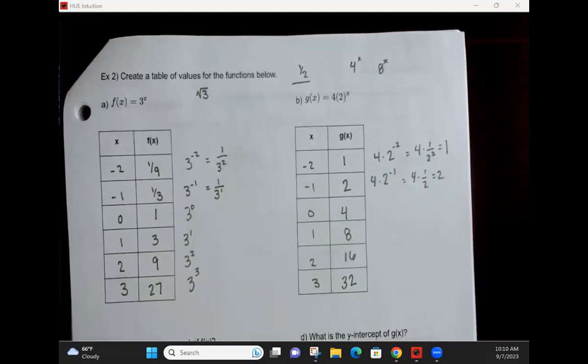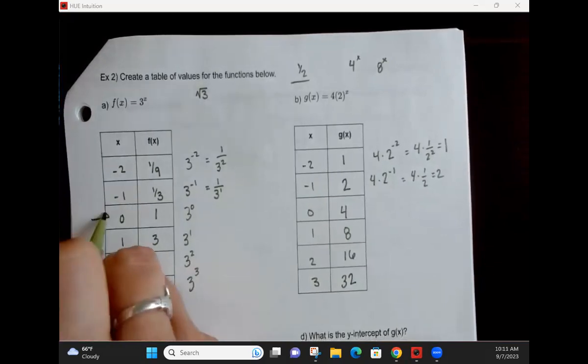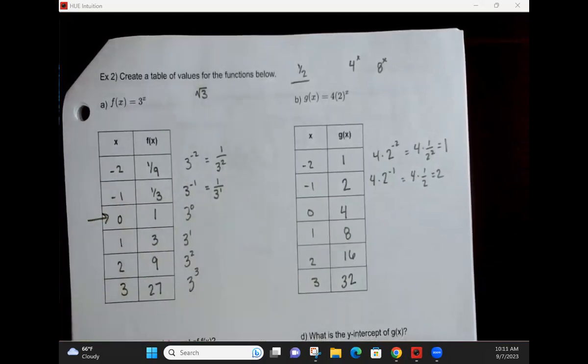What's the y-intercept for f of x? This is a throwback. 1. What's the y-intercept for g of x? 4.